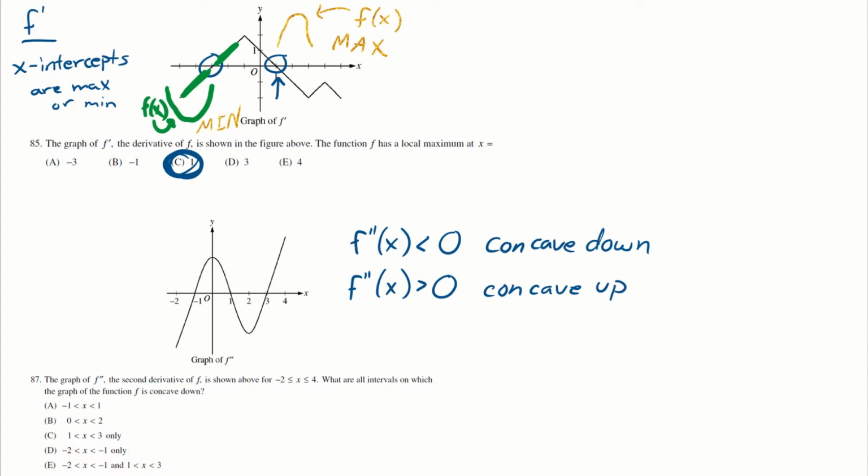What does that mean on this graph? Well, all that means is if it is negative, then it's concave down. So it's negative here and here. That means it's concave down on those intervals. So I'm going from -2 to -1, and then from 1 to 3. So that looks like E, -2 to -1, and then 1 to 3.